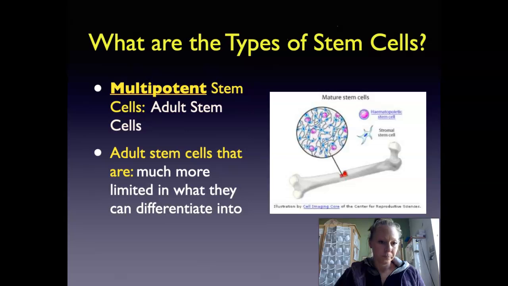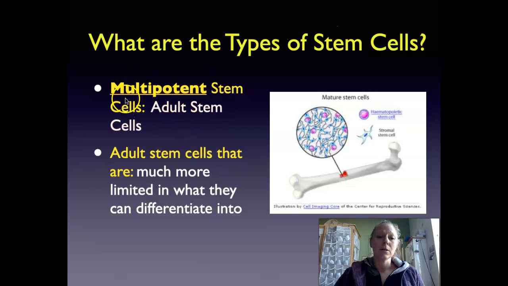So here, actually, let me go back. So here we can see where your red blood cells come from. They come from your bone marrow. So in your bone marrow, that's where your blood cells come from. So your bone marrow contains stem cells that can turn into red blood cells or white blood cells. However, they're much more limited. These stem cells can only turn into blood cells. They cannot turn into muscle cells. They cannot turn into brain cells. So they are very limited into what they can turn into.